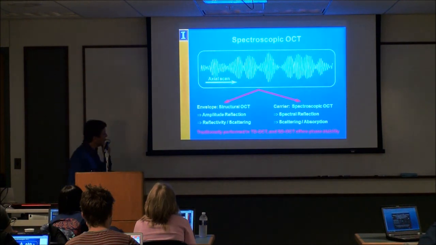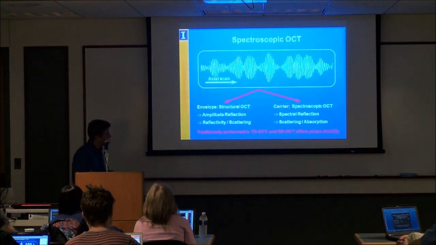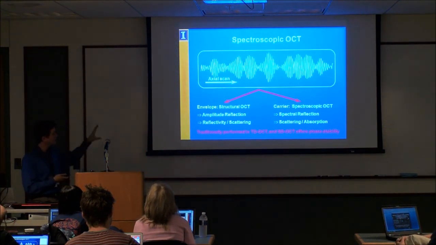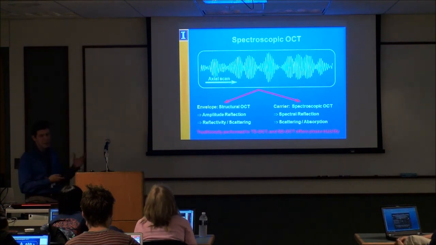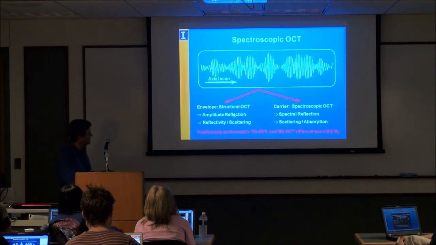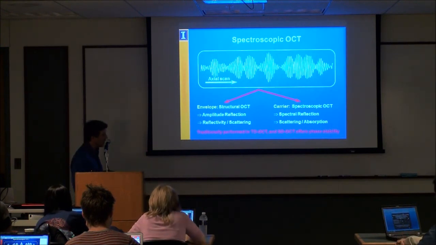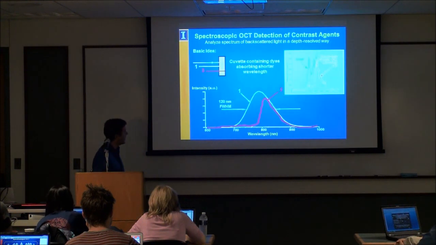All right. Well, the last part, how we can detect these agents, is coming back to our spectroscopic OCT that we talked about last week. And the point was that the envelope gives us something about the structure of the tissue. The carrier wave can tell us about the wavelength content.